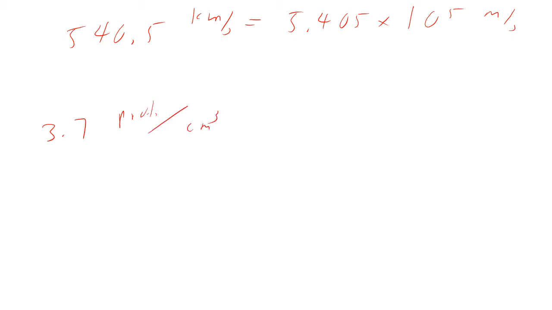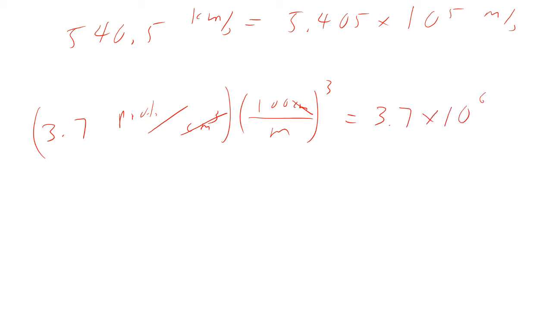So the velocity, 540.5 kilometers per second, is going to be 5.405 times 10 to the 5th meters per second. We had 3.7 protons per cubic centimeter. So we know that 100 centimeters is the same as 1 meter. So 100 centimeters divided by meters is a weird way of writing 1. We cube that, the centimeters cubed multiplies times that, and we get that this is 3.7 times 10 to the 6 protons per cubic meter.